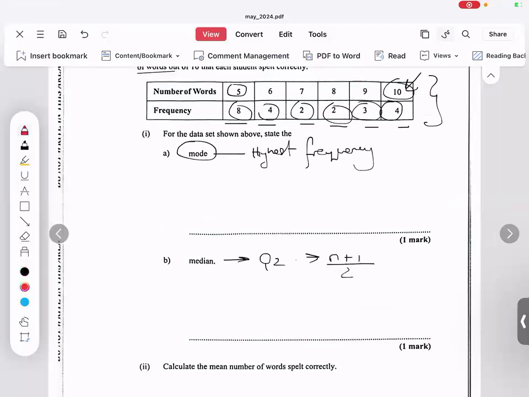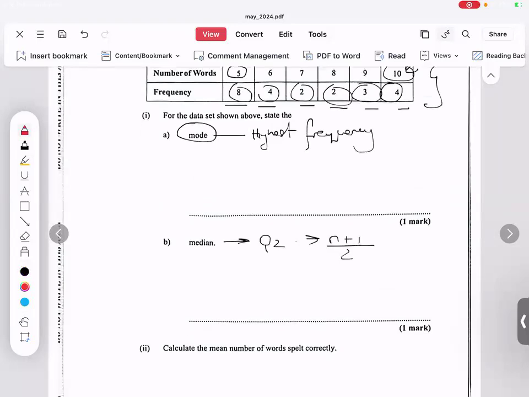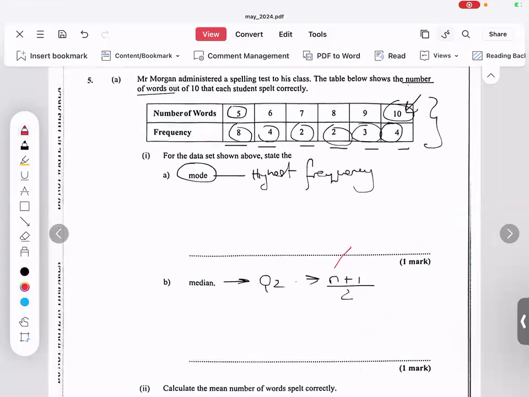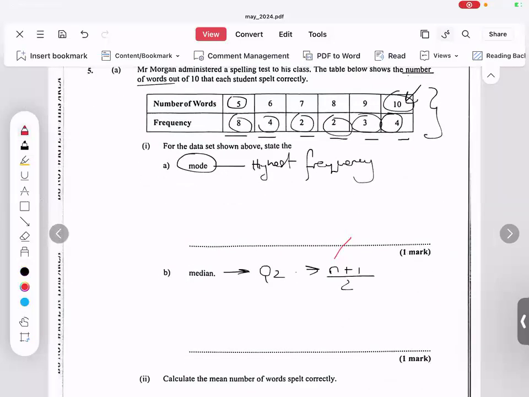So Mr. P, what is n? Well, n represents the number of persons that are in the survey. So n is going to represent the number of persons, the number of data that's there. So let's add these up now. 8 plus 4 is 12. 12 plus 2 is 14. 14 plus 2 is 16. 16 plus 3 is 19.